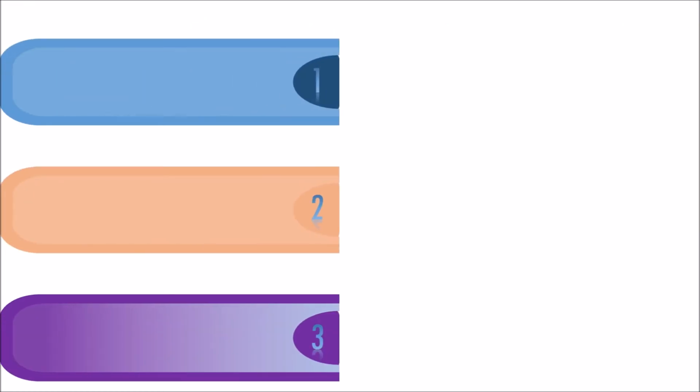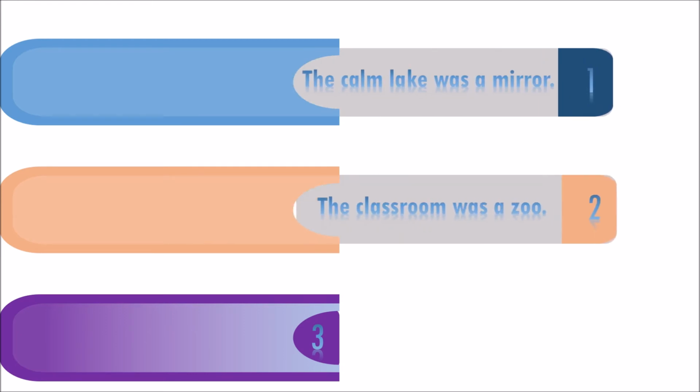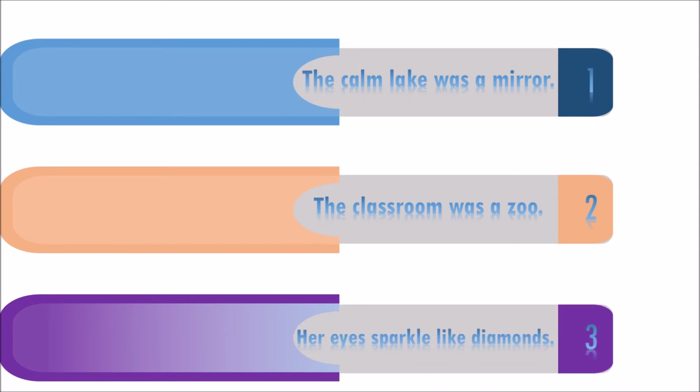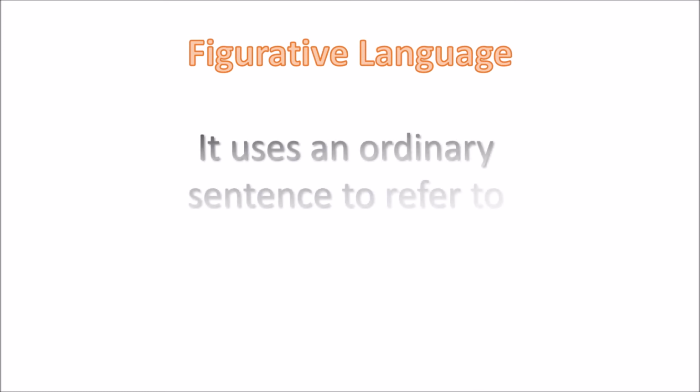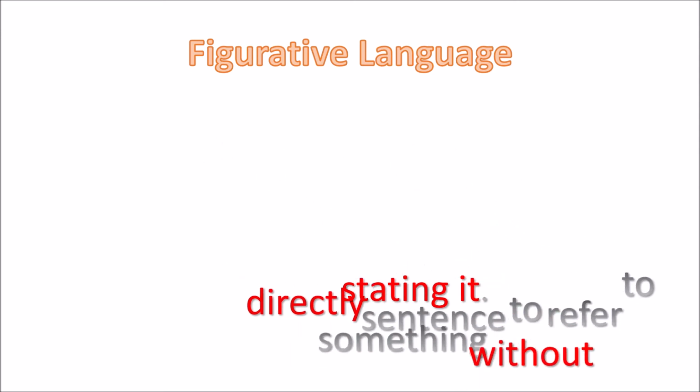Let us look at some other examples of figurative language. Try to identify how the sentences compare something to create an interesting description. From these examples, we have seen how figurative language uses an ordinary sentence to refer to something without directly stating it. In the following 10 sentences, read each sentence and determine if literal or figurative language is used.